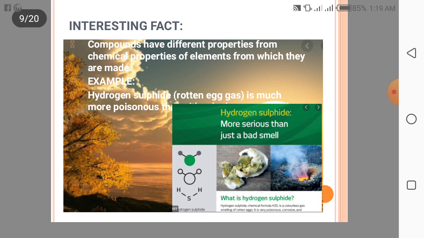Next is an interesting fact. Compounds have very different properties from the chemical properties of the elements from which they are made. For example, hydrogen sulfide, that is a rotten egg gas, is much more poisonous than either hydrogen or the sulfur.